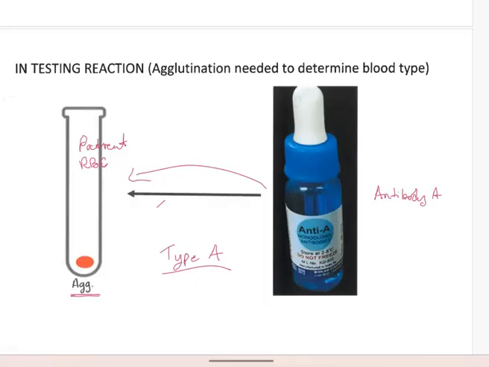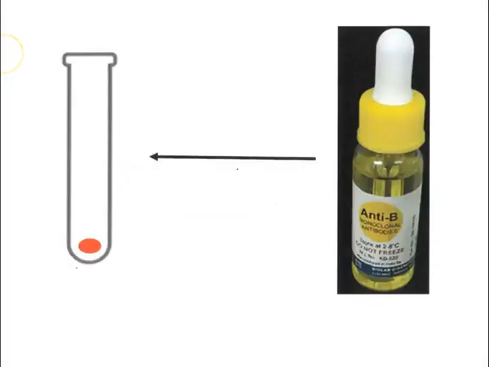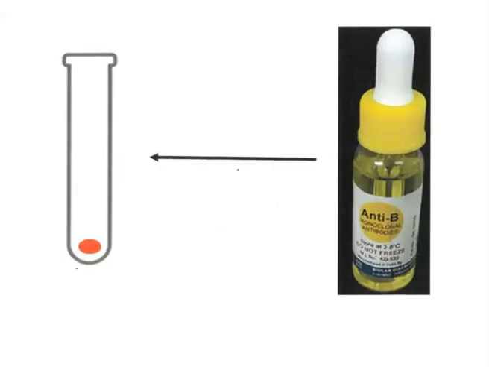So let's look at another example. For this example, we again have agglutination in the tube because we have a pellet. Again, these are patient red blood cells in our tube.